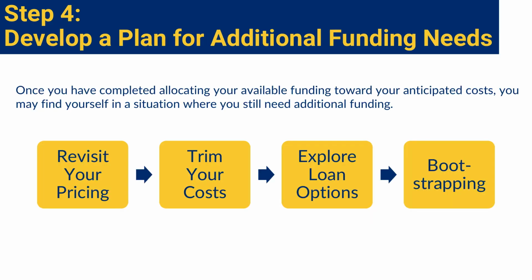Once you have completed allocating your available funding toward your anticipated costs, you may find yourself in a situation where you still need additional funding. There are a couple of tasks that you can take to make a plan to effectively fund your project. First, revisit your pricing. Ensure your pricing, or tuition, is accurate and up to date.